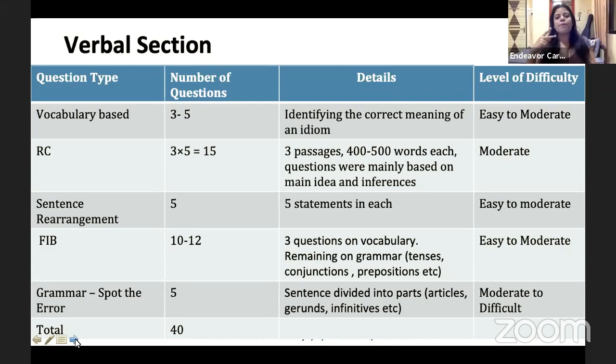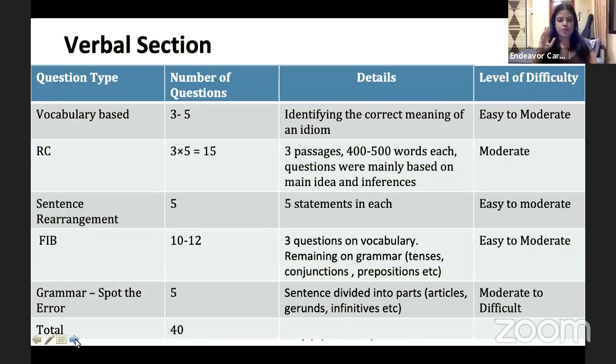So vocab-based questions were of 2 types. First, there were 3 questions on idioms, right? Idioms such as cold feet or break the bread or bend over backwards. These were the idioms that were seen in today's paper. And the question asked you the meaning of the idiom, right? They were quite easy. If you have studied idioms well, then this was quite an easy to moderate type of question to answer.